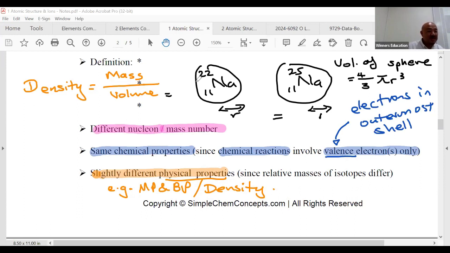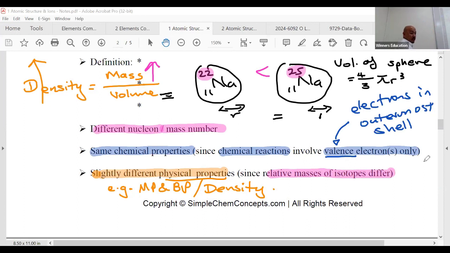The mass number is different. Can you see? This constitutes the mass. So this versus this, the mass is bigger than this. Make sense? When mass goes up and the volume never changes, density must have increased. Simple mathematical formula. So ladies and gentlemen, it's all because of this. Physical properties change because the mass of the isotopes is different.